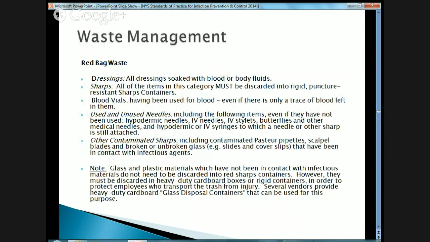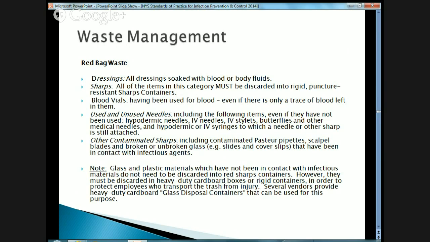There are requirements on red bag waste. Dressings do not have to go in red bag waste unless you can actually squeeze out the blood. That can go in regular waste. All sharps go into special containers. Blood vials that have been used for blood, even if there's only a trace of blood, have to go in red bag waste.